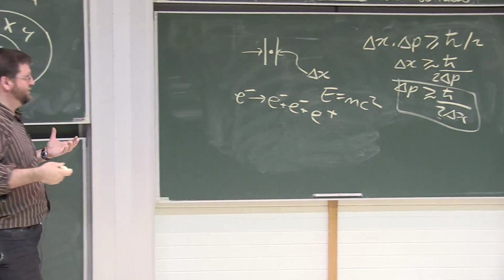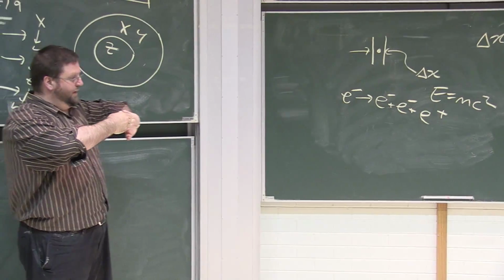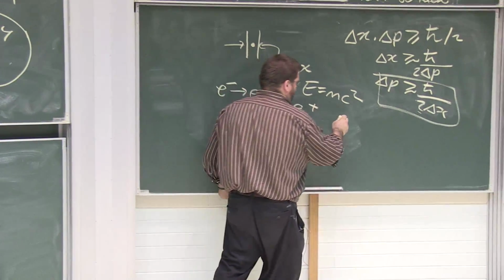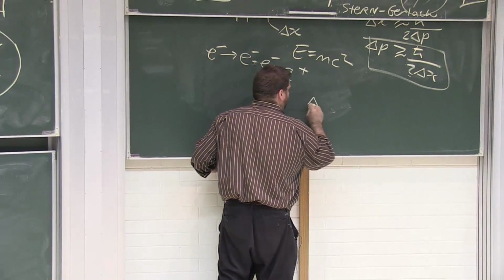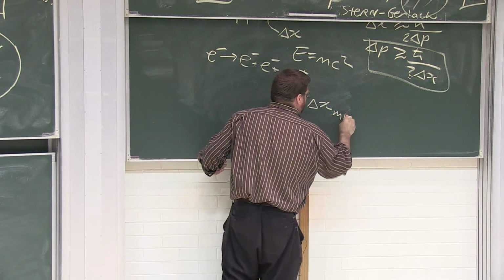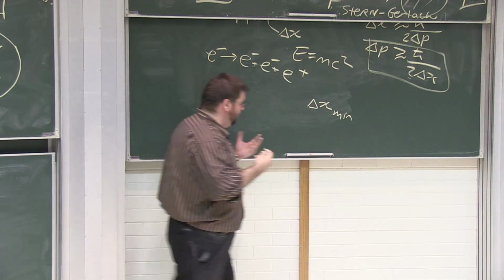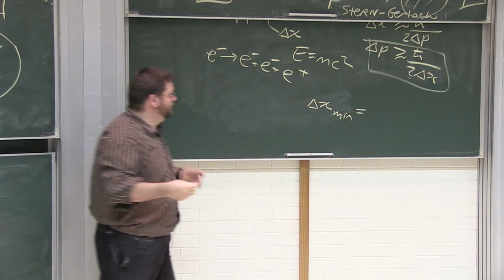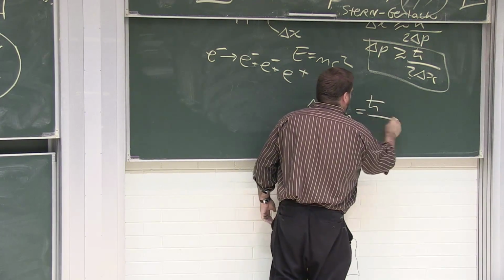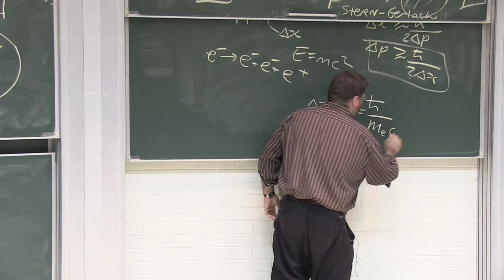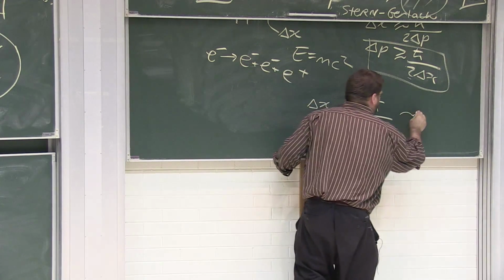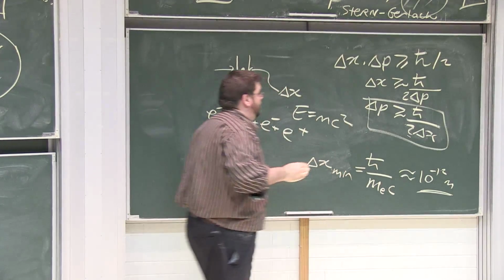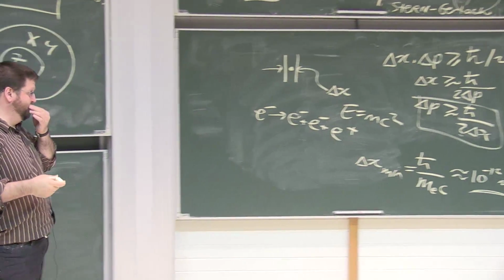So the very concept of an isolated point particle becomes meaningless beyond a certain spatial extent. You can actually calculate this, and this minimum for delta x, smaller than which the very concept of a point particle becomes ill-defined, is called the Compton wavelength. You can calculate it, and it's roughly 10 to the minus 12 of a metre, which is roughly 1/100th of the size of an atom.